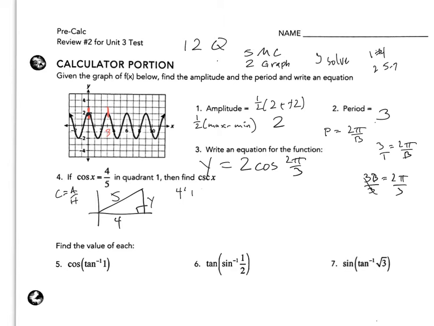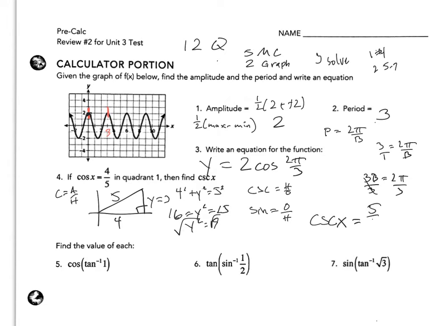4 squared plus y squared equals 5 squared. Or if you already know it, then you won't need to use Pythagorean theorem. So we get y squared equals 9, and that missing side is 3. Cosecant goes with sine. Sine is opposite over hypotenuse from SOHCAHTOA, so this is hypotenuse over opposite. So the cosecant of our angle, which we don't know the angle, please don't find the angle, is 5 over 3. This question is a multiple choice question on the test.